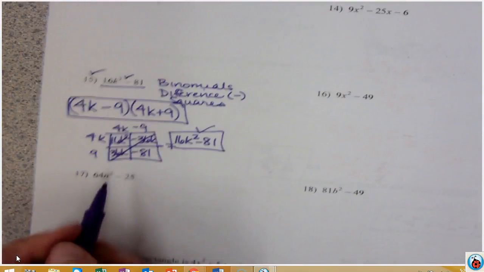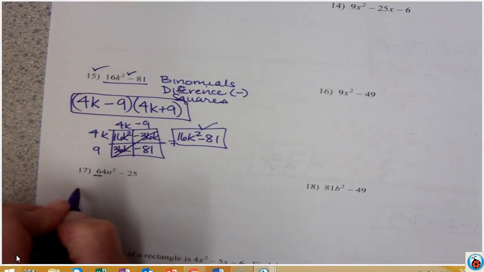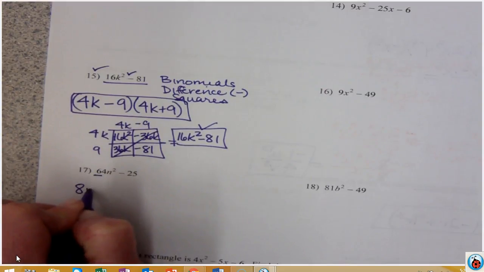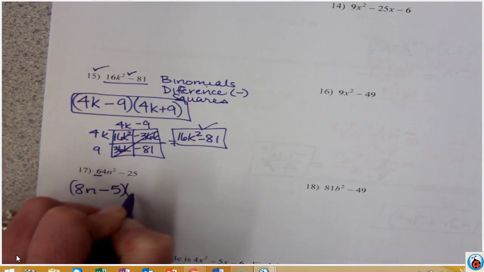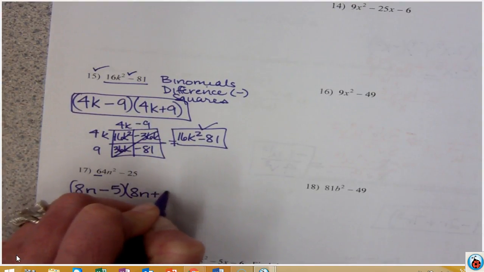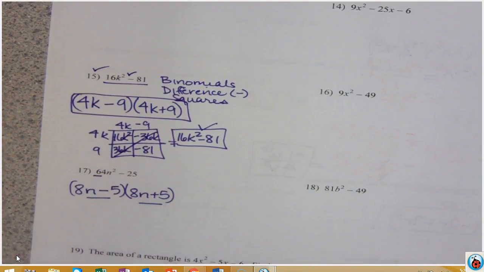Alright, so you're going to do the same thing here. You're going to take the square root of 64, which is 8. The square root of n squared is n. Minus the square root of 25, which is 5. And you're going to take the exact same term, subtract one and multiply, and add the other.